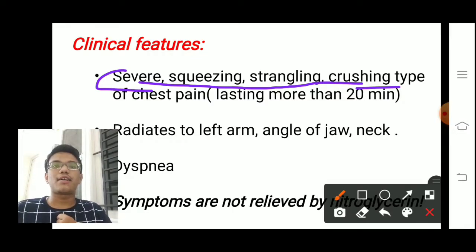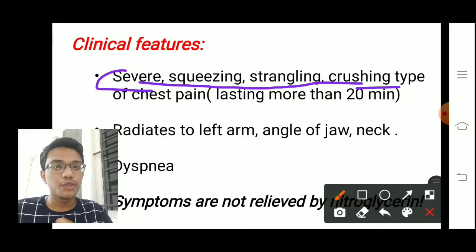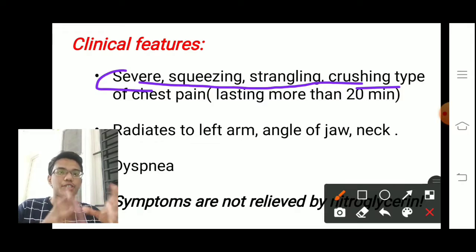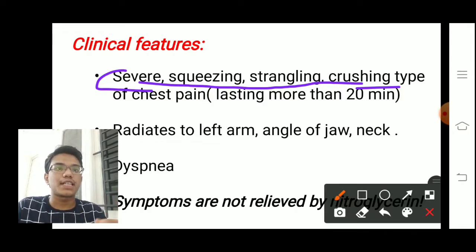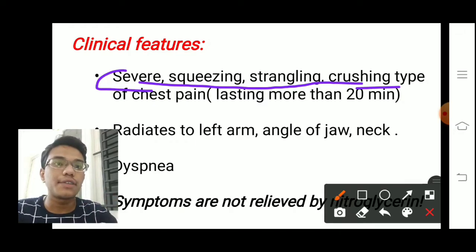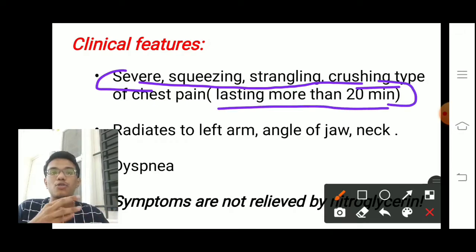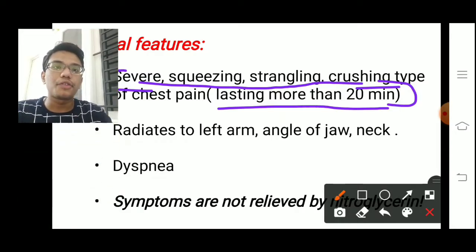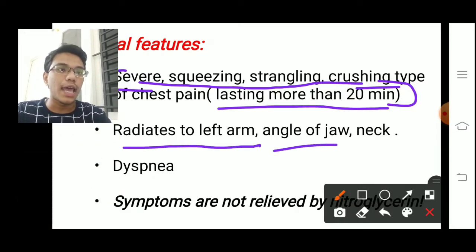So what is this sign called? This is actually called Levine's sign. You will read in medicine, okay? So if the patient comes with these features, the patient will tell you it's like something squeezing my chest, some strangling or crushing type of chest pain is present. And one more thing is it will last for more than 20 minutes. You have to make a diagnosis, order some investigations, and then intervention should be done at the proper time. Now, this pain will radiate to the left arm, the angle of the jaw as well as the neck.